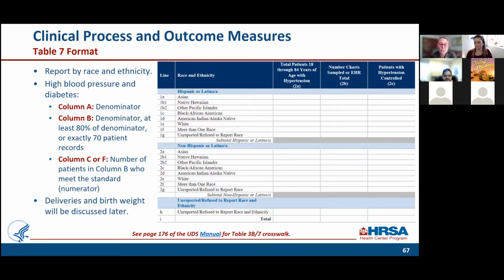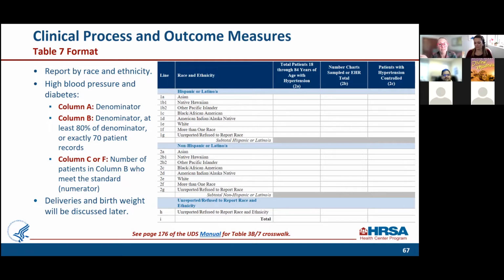So all patients who meet the inclusion criteria for the measure are reported on this table by their race and ethnicity. Three measures are reported on this table. Those three measures include deliveries and birth weight, which we'll go into in the pre and perinatal section here in a bit, the controlled hypertension measure, and uncontrolled diabetes.